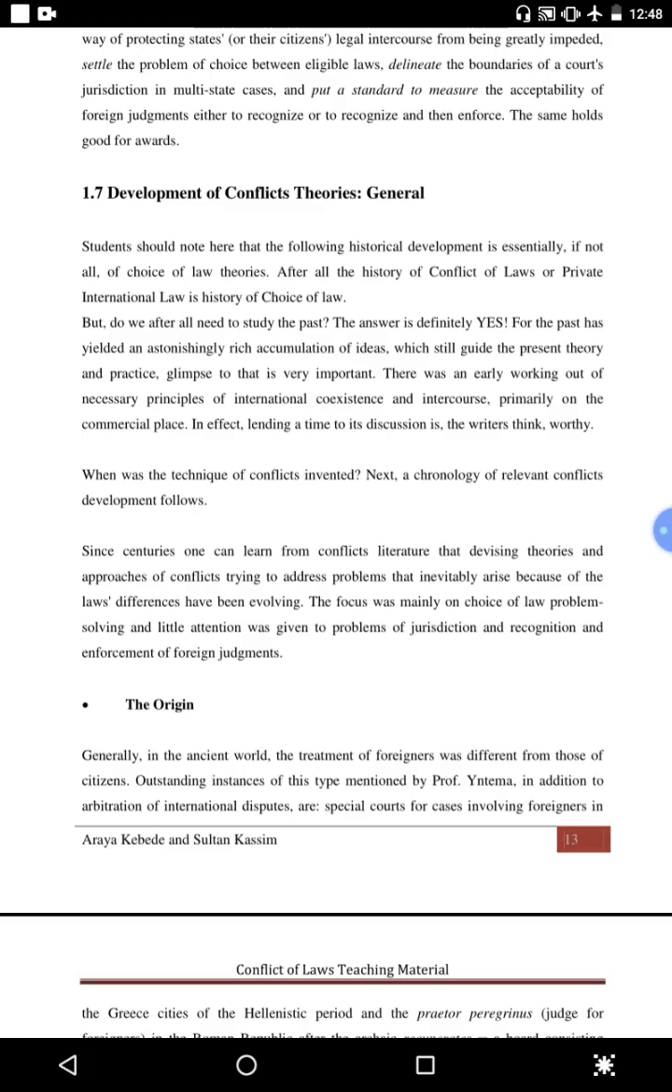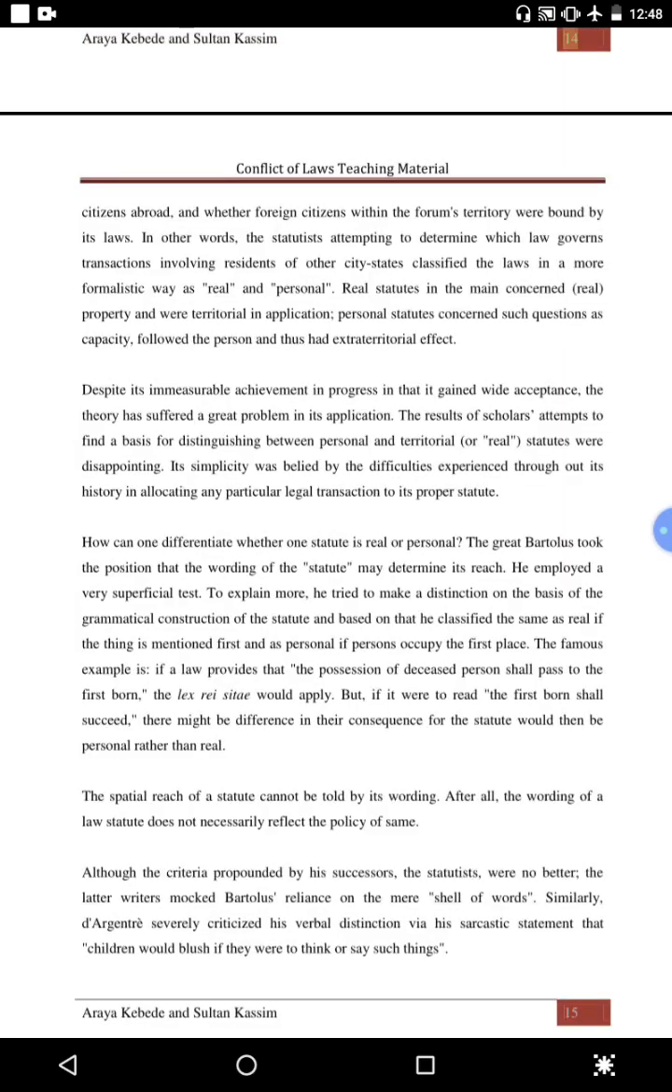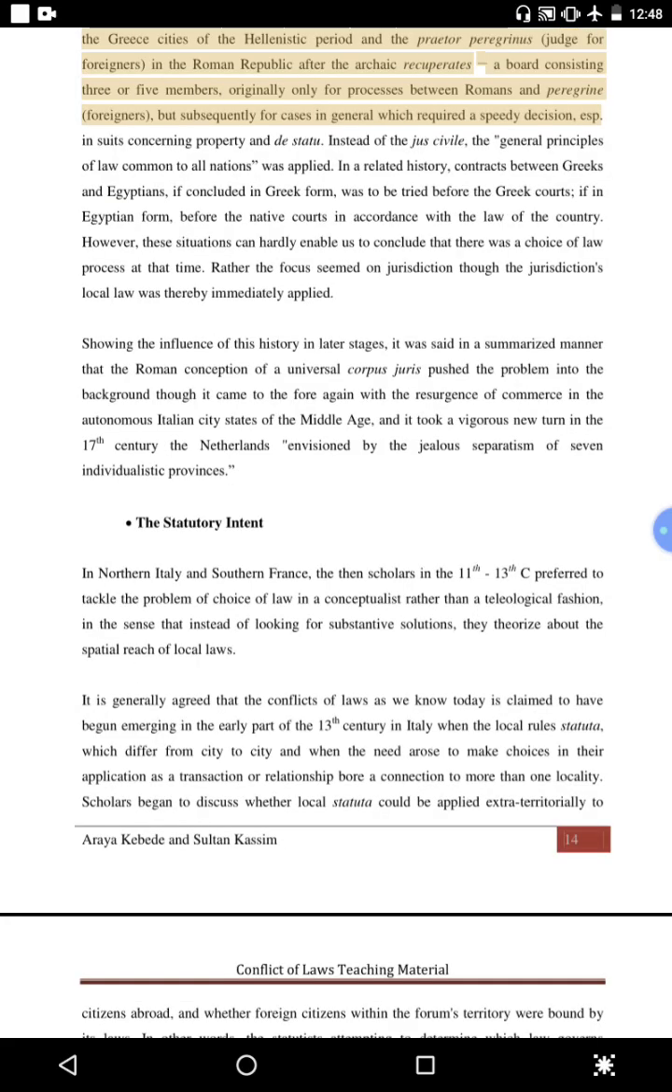The origin. Generally, in the ancient world, the treatment of foreigners was different from that of citizens. Outstanding instances of this type mentioned by Professor Intema, in addition to arbitration of international disputes, are special courts for cases involving foreigners: the Greek cities of the Hellenistic period and the Praetor Peregrinus, the judge for foreigners.